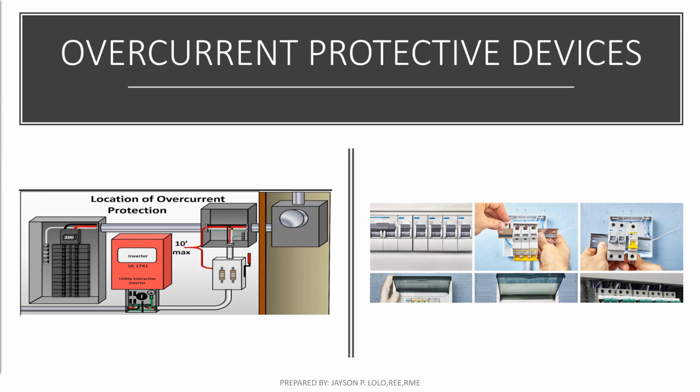So earlier we discussed the branch circuit, and we also have branch circuit protection. In this diagram we have a panel board, 200 main, and a number of circuit breakers. We have an inverter, then another disconnecting means, and a meter. On the right side are circuit breakers.